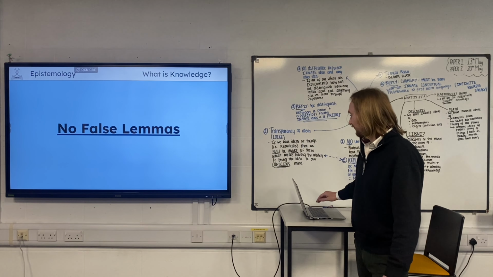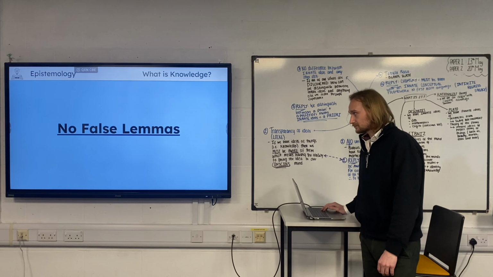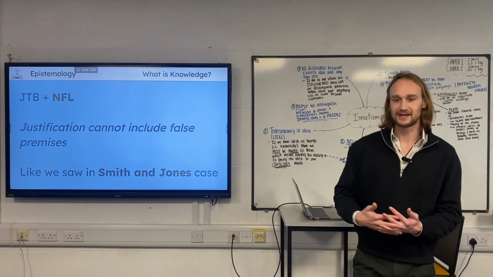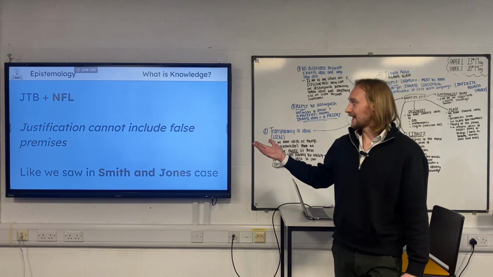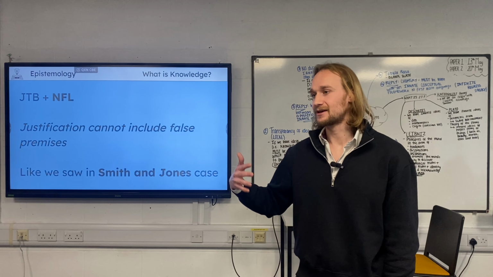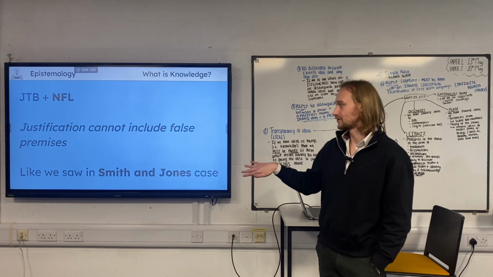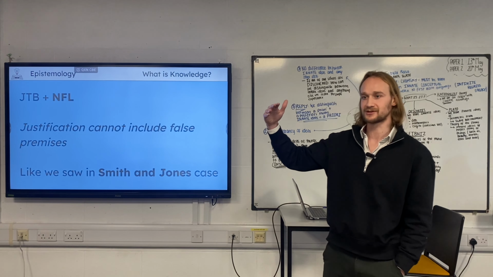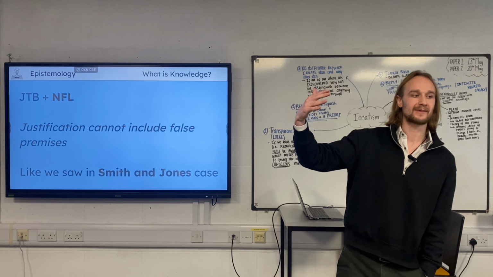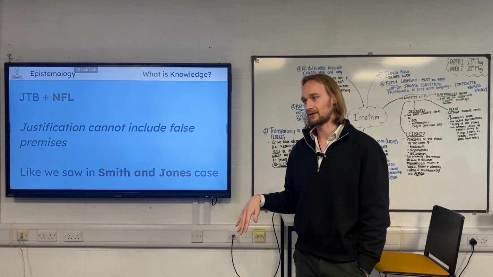So then we have no false lemmas. So again, this is in addition to JTB, JTB plus no false lemmas. So in here, what we're saying is that your justification cannot include any false premises. That's what a lemma means. A lemma is like a subsidiary proposition or some kind of premise that's relied on to infer something else.